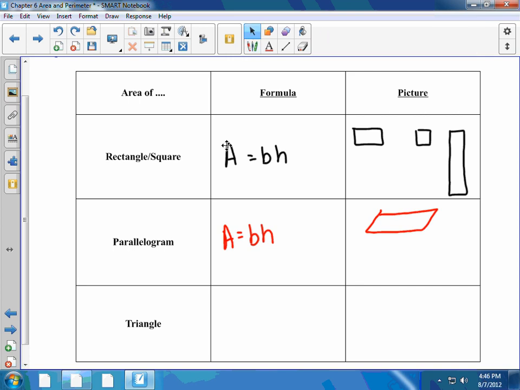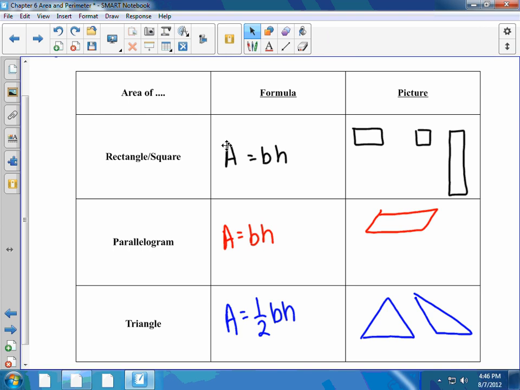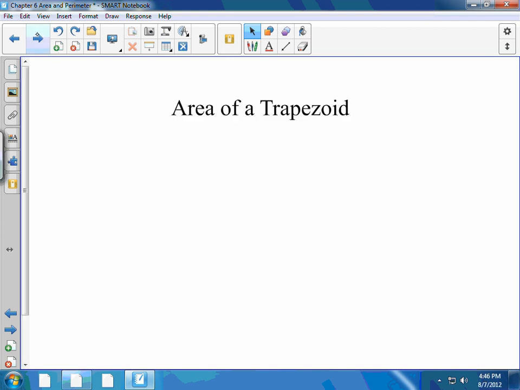Right. And then we had area of a triangle, which was 1/2 times the base times the height. Again, remember triangles have 3 sides. We also have obtuse ones as well. So today we're going to talk about area of trapezoids, rhombuses, and kites. The first one we're going to start with is the area of a trapezoid.